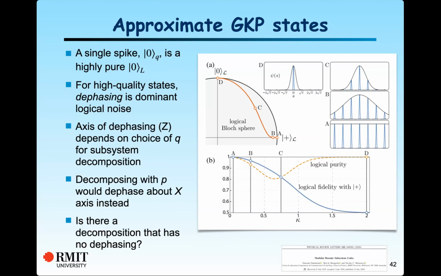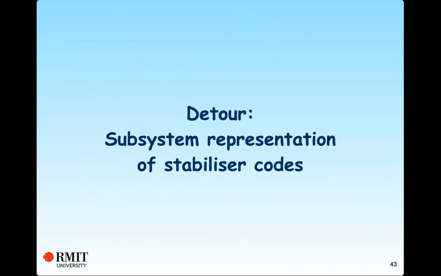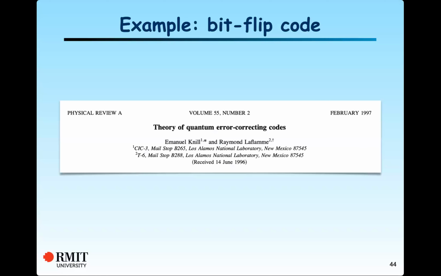So is there a decomposition that has no dephasing? That would be nice. It's kind of weird that we have this noise and this asymmetry here. We know the code should be symmetric. So a slight detour: subsystem representation of stabilizer codes. This is a very old idea, 1996. Andrew Doherty pointed this out to me. Well, to us, to an audience, I was in the audience.